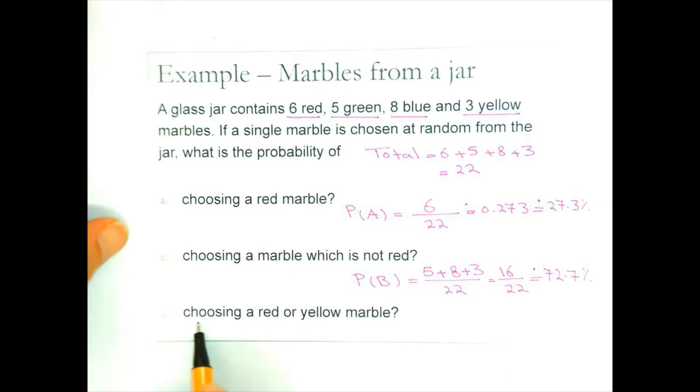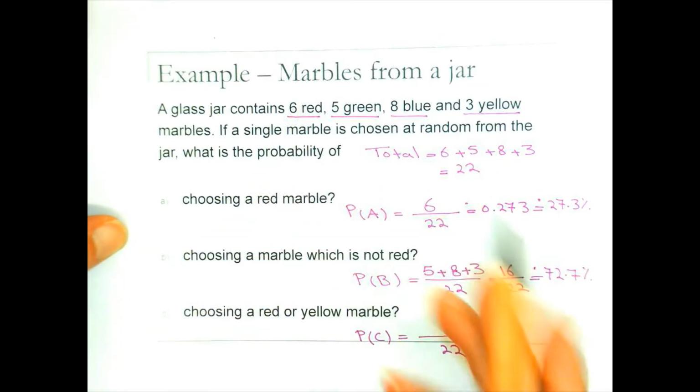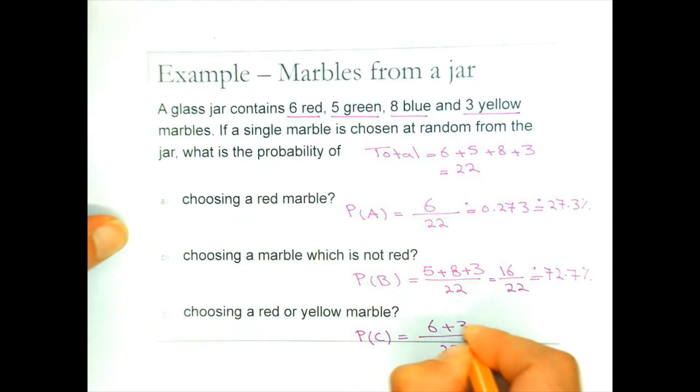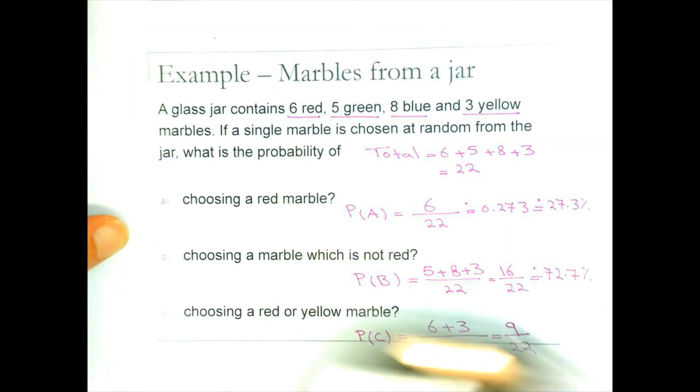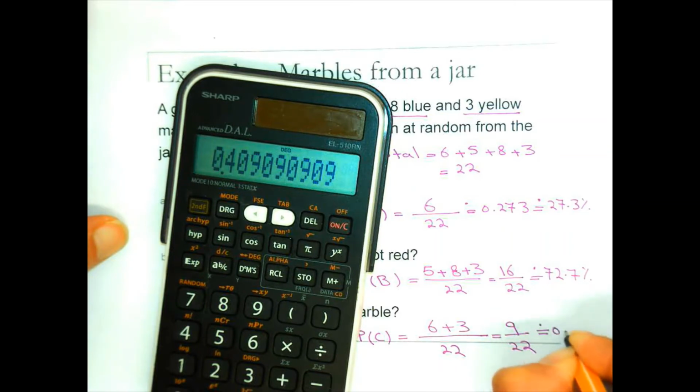Now, the last one is choosing a red or a yellow marble. So, probability of event C. We have 22 marbles in total. 6 are red and 3 are yellow, which is going to be 9 out of 22. That is 0.409, which is 40.9%.